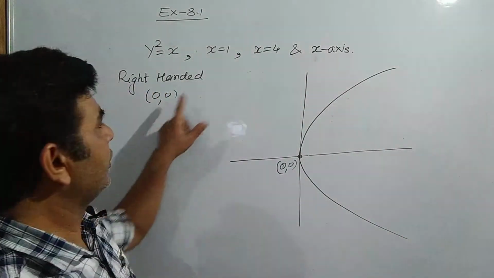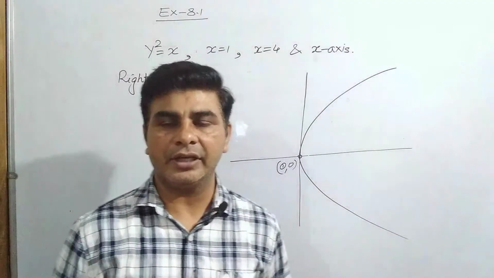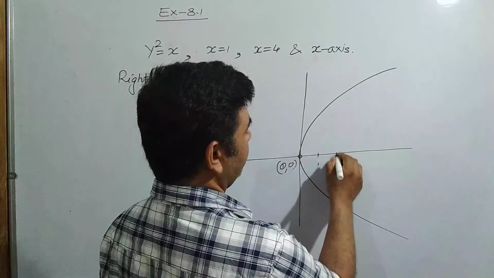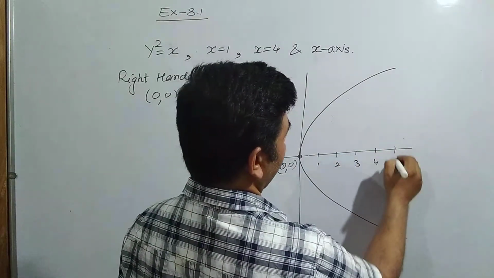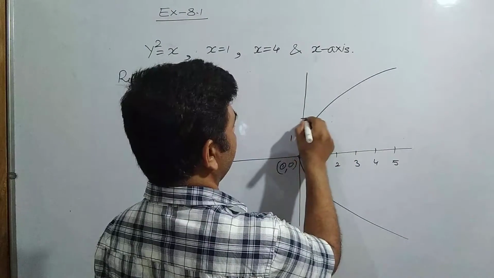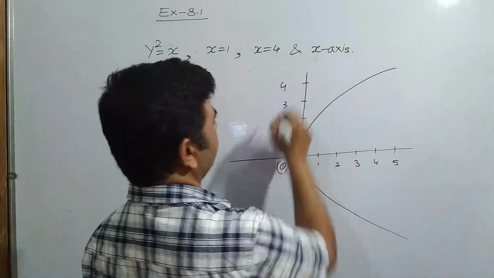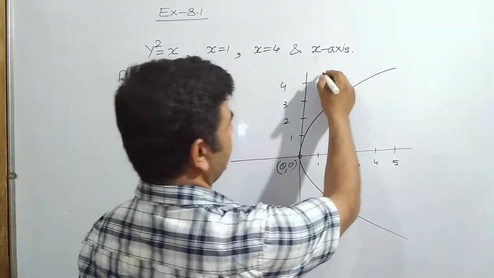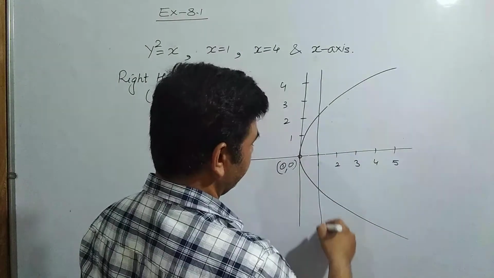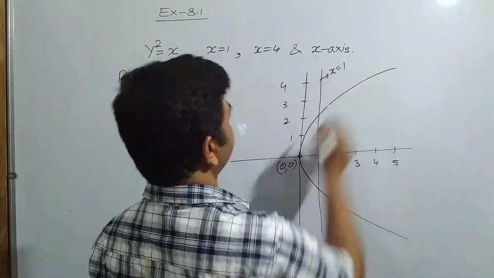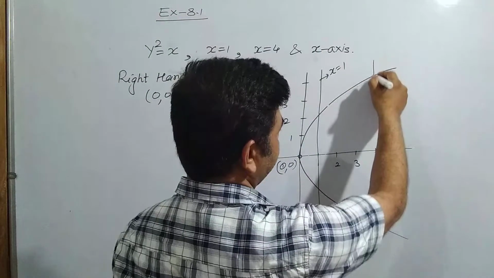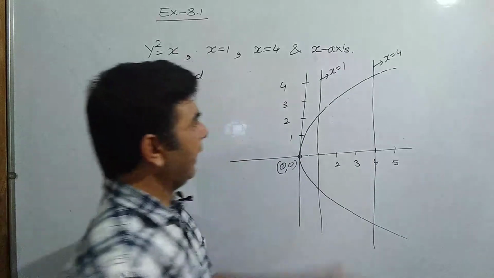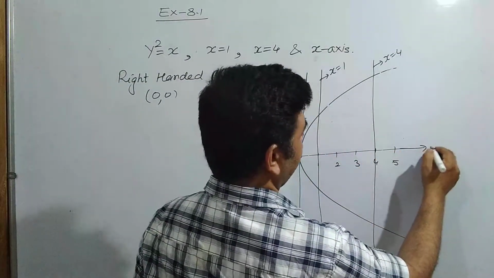Now dear students, we have other lines as well, x is equal to 1 and x is equal to 4. So let us draw 1, 2, 3, 4, 5. This is also 1, 2, 3, 4. So x is equal to 1 is the line which is parallel to the y-axis, and this is given by x is equal to 1 here. This line is x is equal to 1, x is equal to 4 is this one line, x is equal to 4, and the x-axis is itself this line.